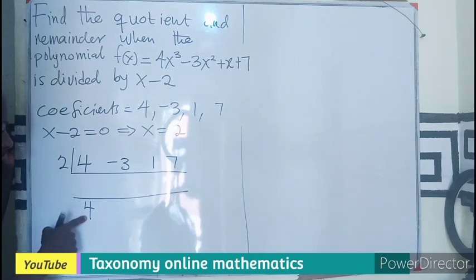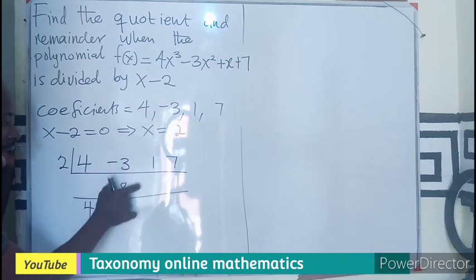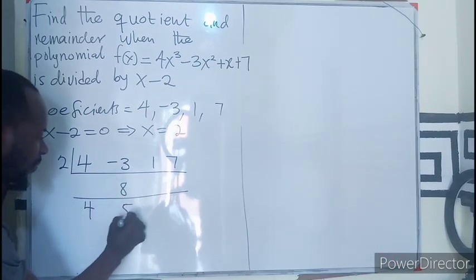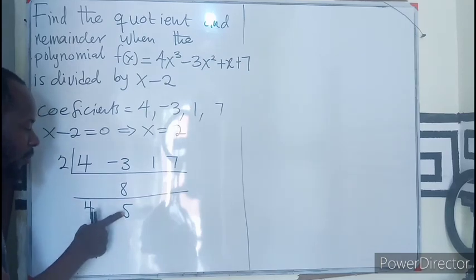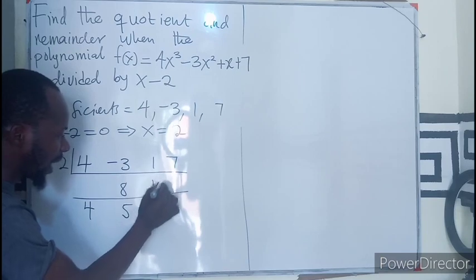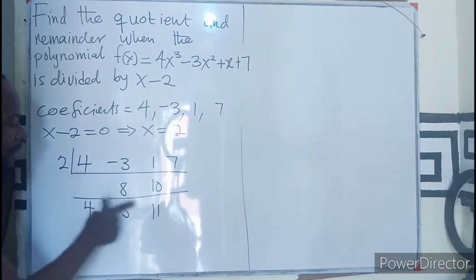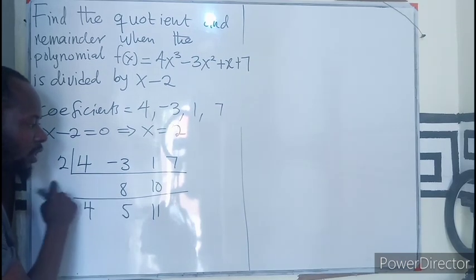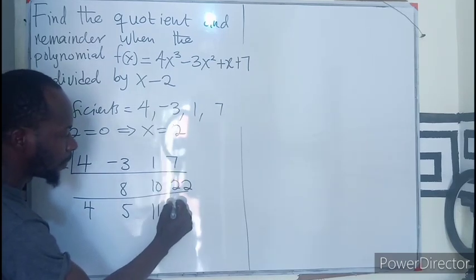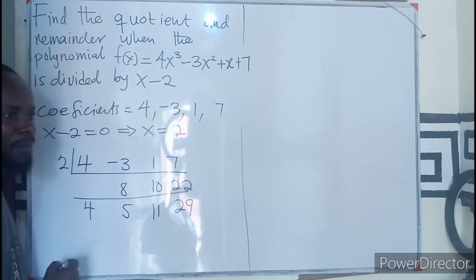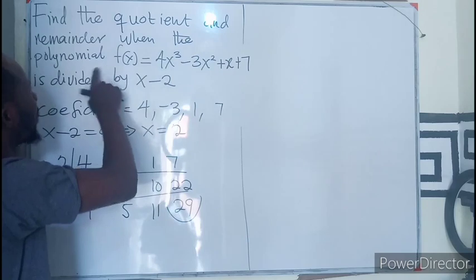Multiply the 2 by the 4. You get what? 8. Place the 8 here and add. When I add this, I'll be having 5. Use your 2 again to multiply the 5, which will give you 10. Place your 10 here, add. You will get what? 11. 11 times 2 will give us 22. So I have 22. When I add, I'll be having 29. Always, the last number that you have is your remainder.